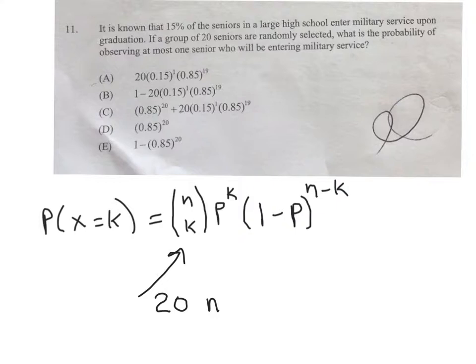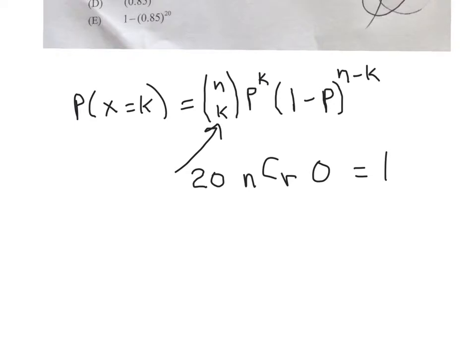N, C, R. And we would put 0. How many ways are there to do this? Well, there's only one way. Okay? They all have to do it. So these are the guys and girls that are not going into the military, and these are the ones that are going into the military.